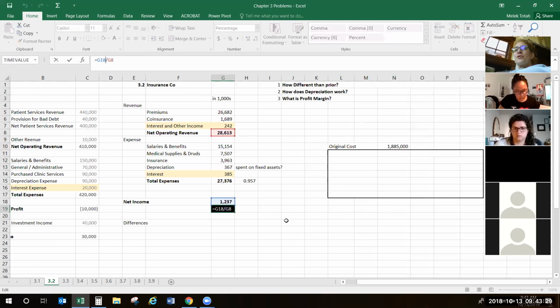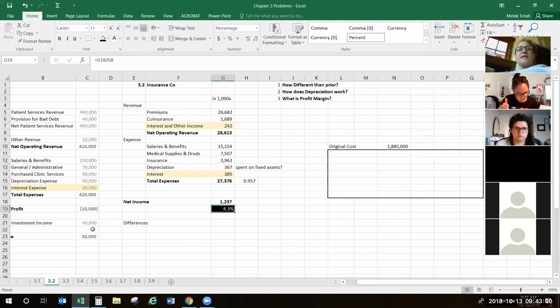So in this case, you have $1.2 million worth of net income. You had $28.6 million of revenue, right? So that means you're generating 4.3% profit on your revenue. Does that make sense? Yes.